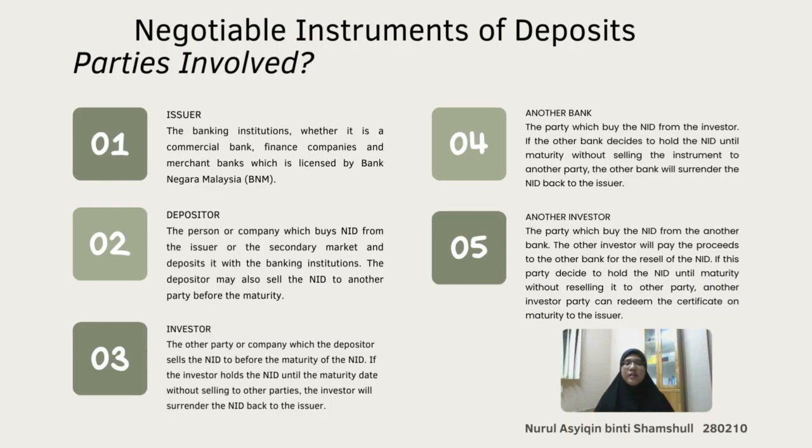Who are the parties involved? The main parties involved in NID are the issuer, depositor, investor, another bank, and another investor. In Malaysia, the issuer of NID is mostly a banking institution, whether a commercial bank, finance company, or merchant bank, which is licensed by Bank Negara Malaysia.